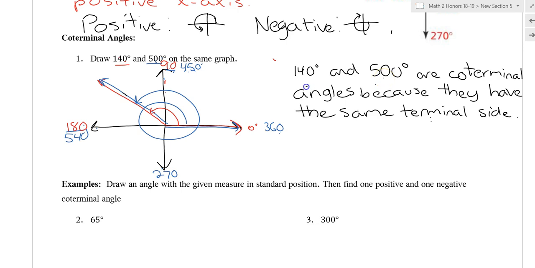And that makes sense because they're 360 degrees apart, right? 500 minus 140 is 360. They're a full circle apart, so they're going to land on the same place. Because if I go full circle, I'm back in the same place.